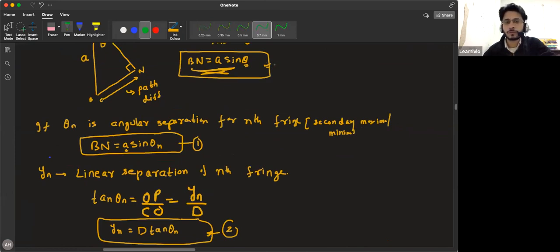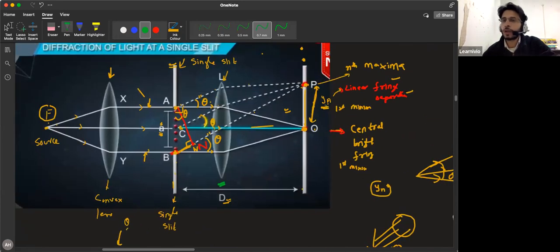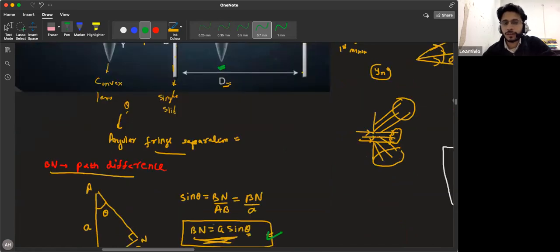Sir, why are we taking tan theta? It's because the base is known, d is known, and this yn is what we are supposed to calculate. So tan theta is the best bet, right? If you take sine theta, then you need this hypotenuse. It's not known. If you take cos theta, then this yn will not come in the formula of cos theta. So the best available option is tan theta.